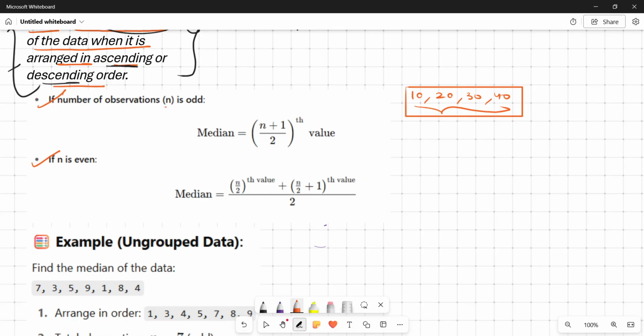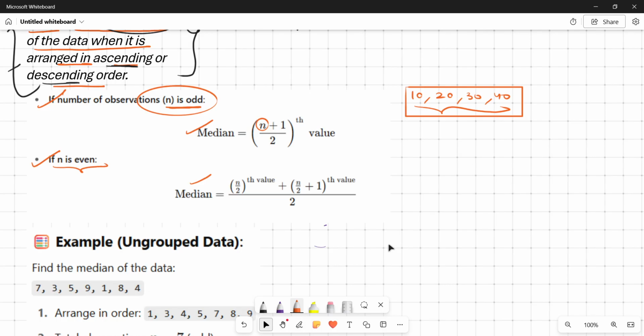If we have an odd number of terms in the data, then we will use this formula: (n plus 1) by 2th term will be the median. Now you will ask me, sir, what is this n? This n stands for the number of terms. And if we have an even number of terms in the data, then we will use this formula. We will find the mean of the n by 2th term and the n by 2 plus 1th term. We will be finding the mean of these two terms.